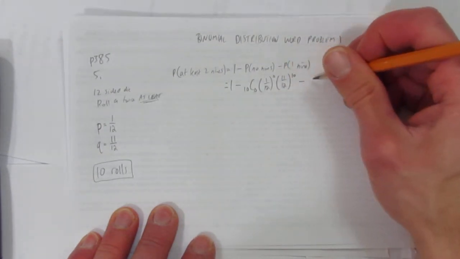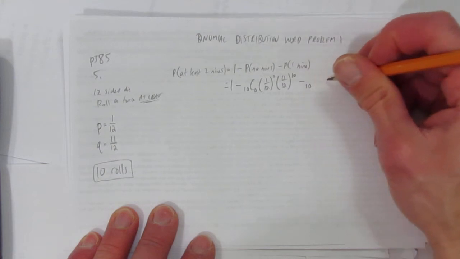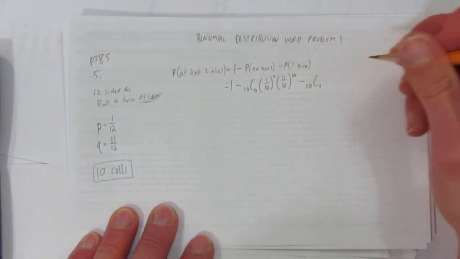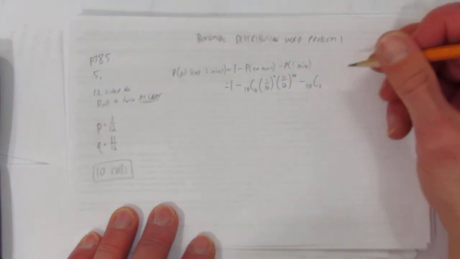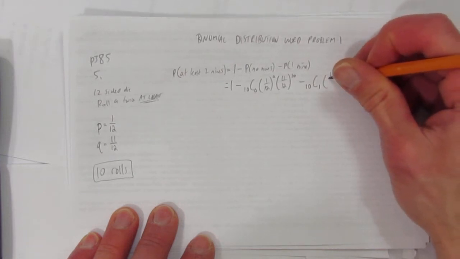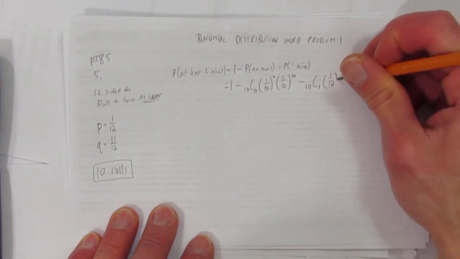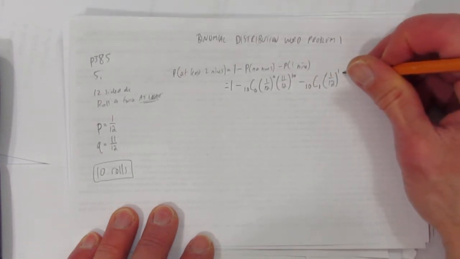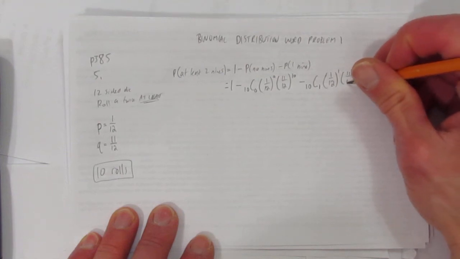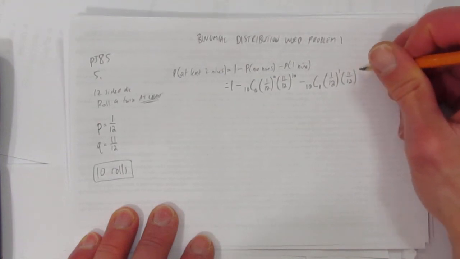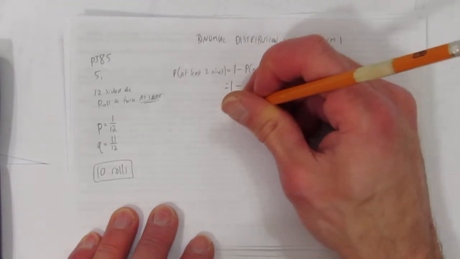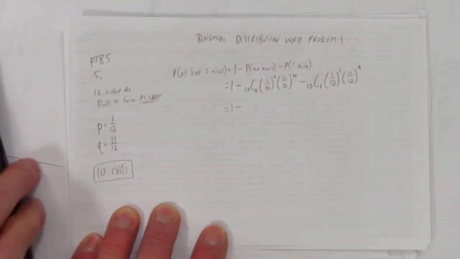Minus, what's the probability of getting 1 9? Well, it means of your 10 rolls, choose one of them to be a 9. This also just comes from the formula. So the probability of getting a 9, 1/12, happens once. And the probability of not getting a 9, 11 out of 12, happens 9 times. And now we just need to calculate those.